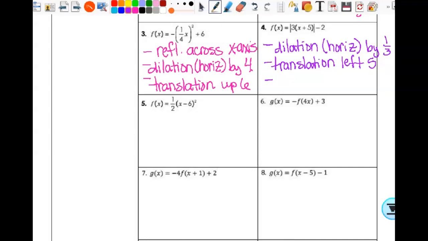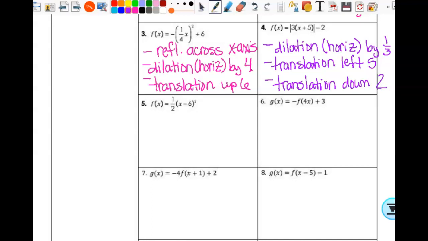The 2, does it affect X or Y? Y, and what do we call this transformation? Translation, and which way are we going? Down 2, good. Does Y lie? No, because he's a nice guy, right? All right. Any questions on that? We all good? All right.